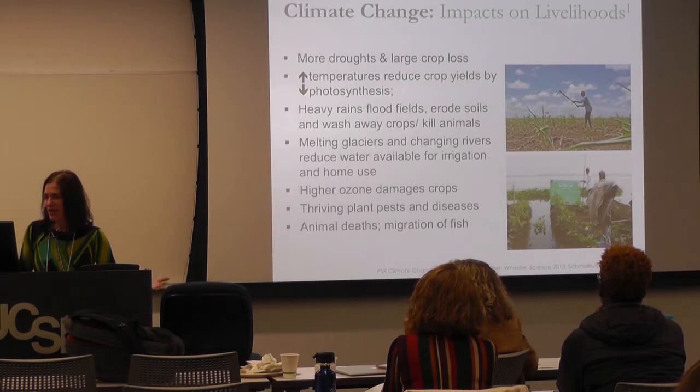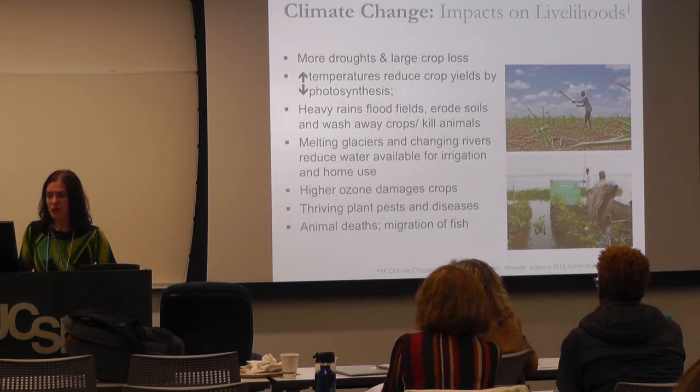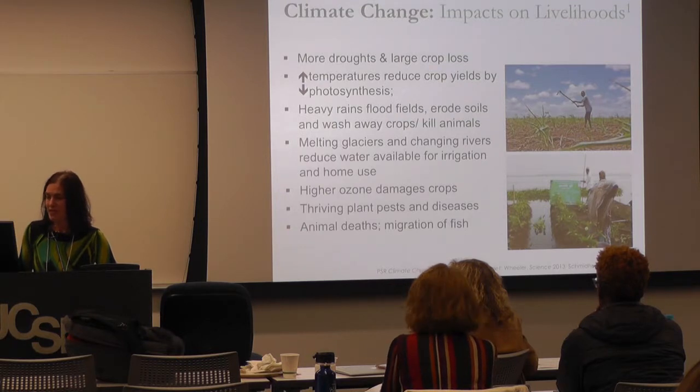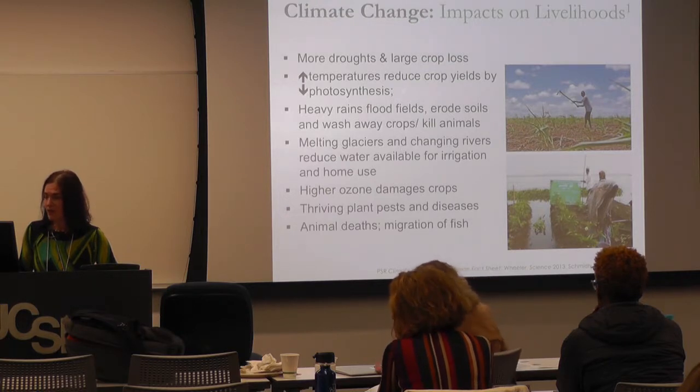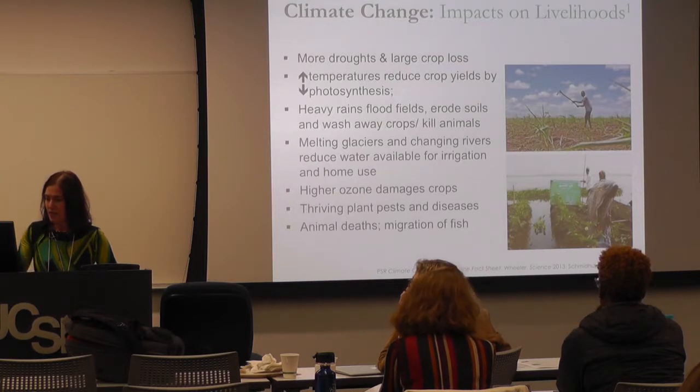And in the last moment, I can't be talking about implementation in a livelihood intervention without bringing up the role of climate change, because climate change has enormous potential to impact livelihoods. So when you have more drought, you see large-scale crop loss. Heavy rains can erode soils, wash away crops, and also kill, so we actually ended up losing some of our participants' animals. Melting glaciers and changing rivers reduce water available for irrigation and home use, and some of the permanent water sources had dried up for the first time during this trial.